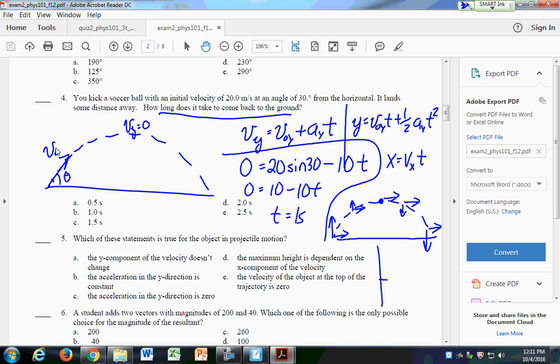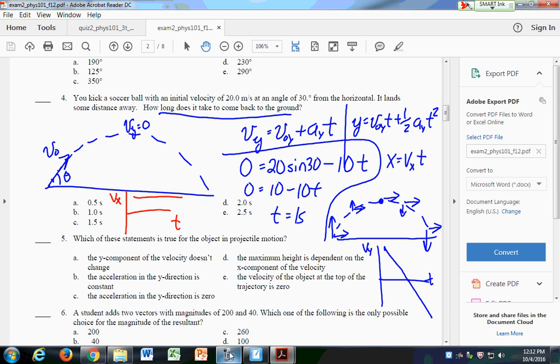As I said, make sure that you remember your velocity versus time graphs. In the vy versus t, I start out big and positive, I go to 0, and then I get big and negative. That's what happens with the velocity in the y direction. And then the velocity in the x direction versus time, it doesn't change, so it's just like this. Make sure that you understand what the velocity is doing in this projectile motion.